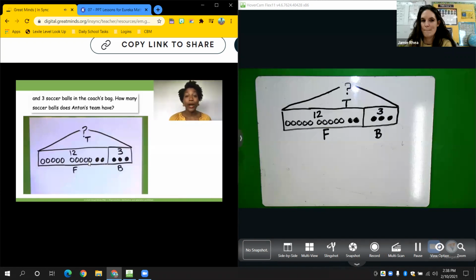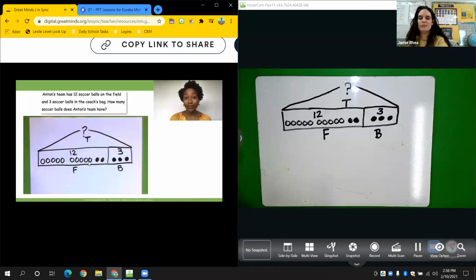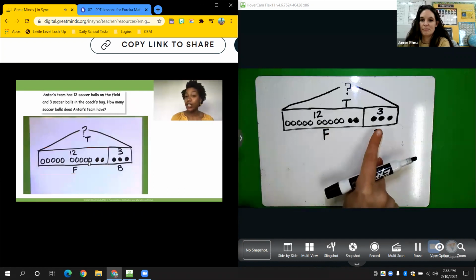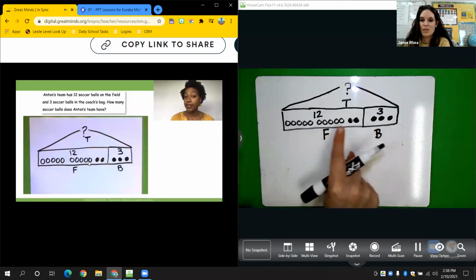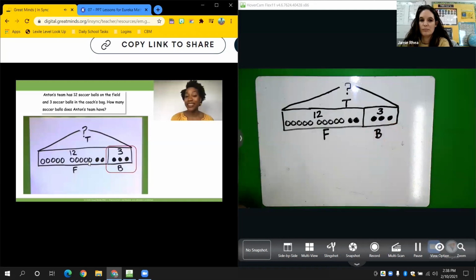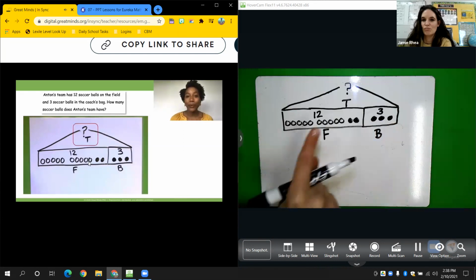We read each part line by line. And did you notice how our tape diagram grew as we matched each part of the word problem? I should be able to retell the story with my model. 12 soccer balls on the field. That's right here. Can you point to where you see 3 soccer balls in the coach's bag? Here's our 3 in the coach's bag. Yep, that's right there. And the total is at the top with a big question mark.